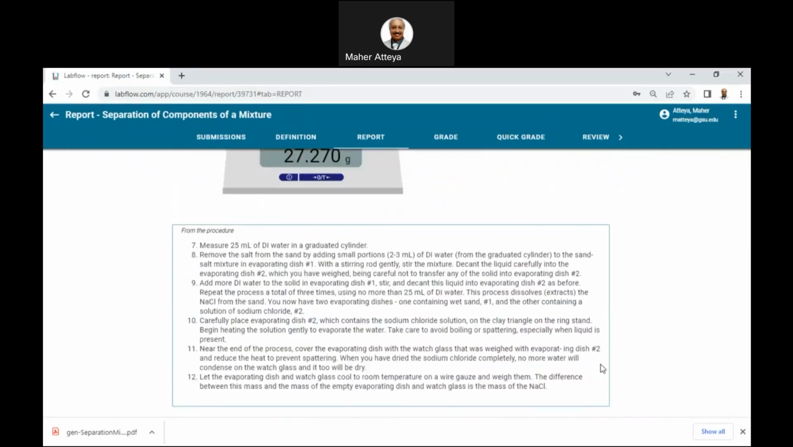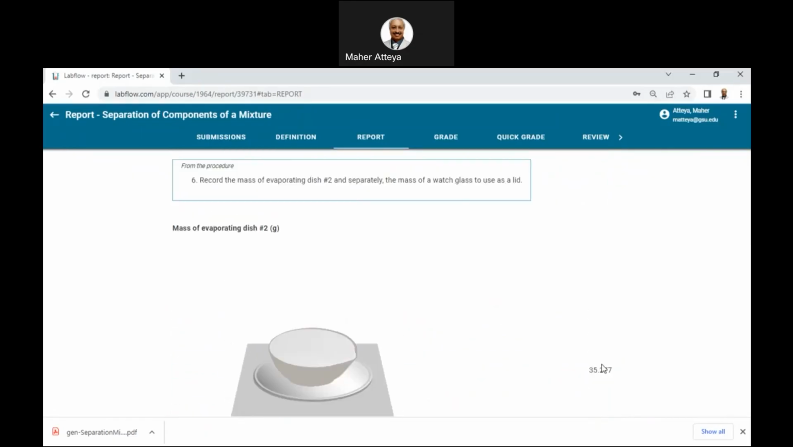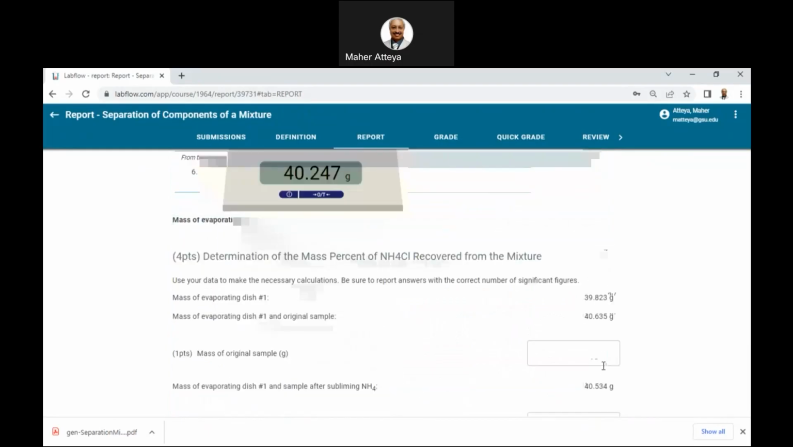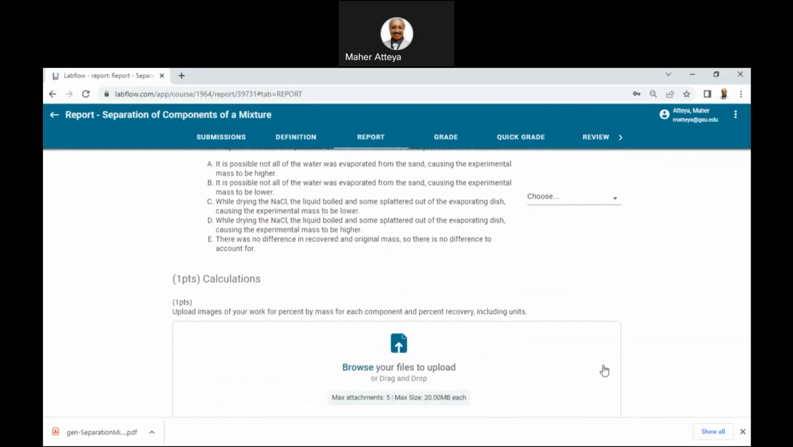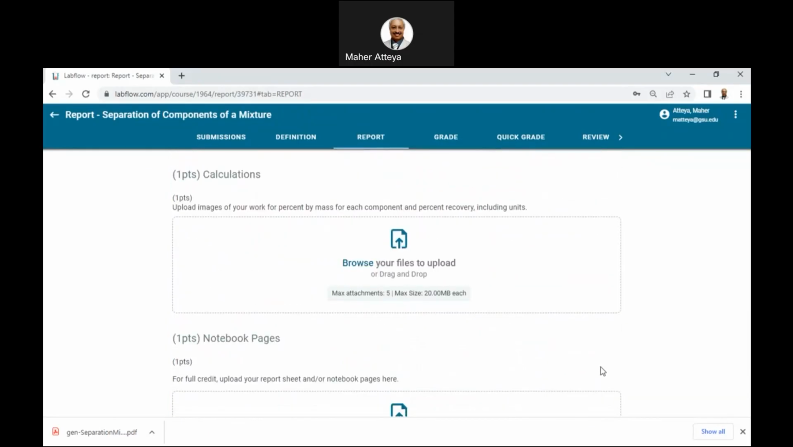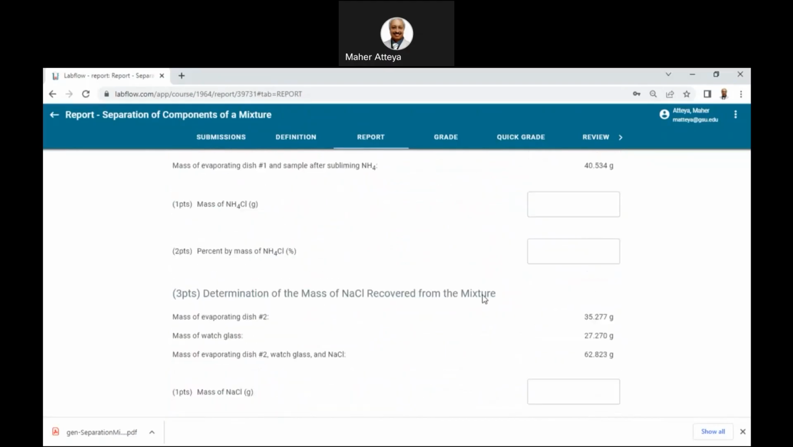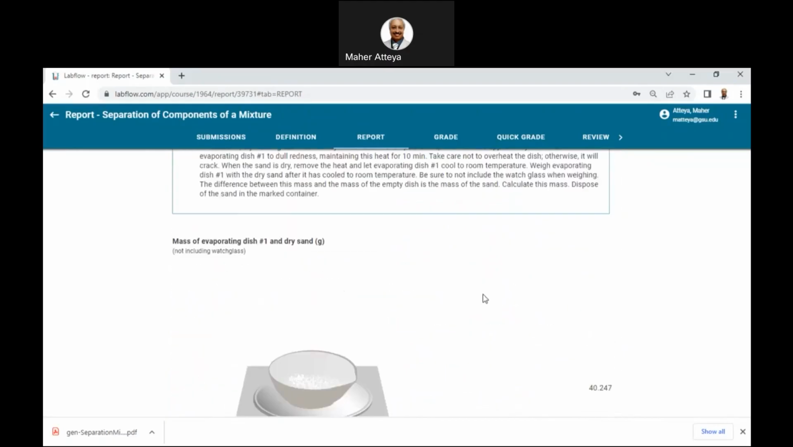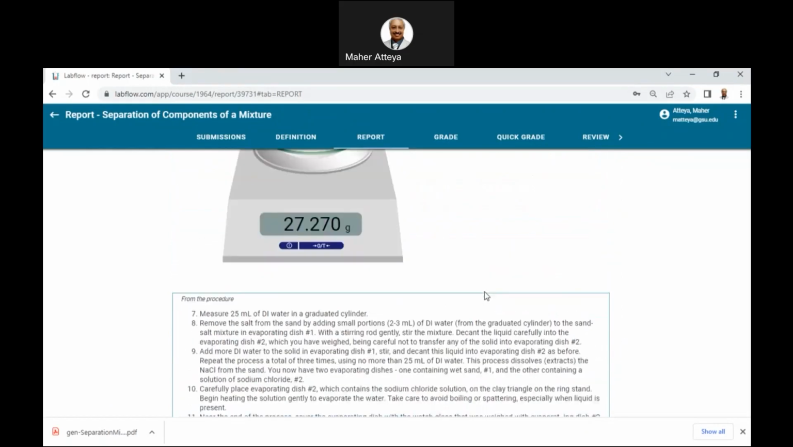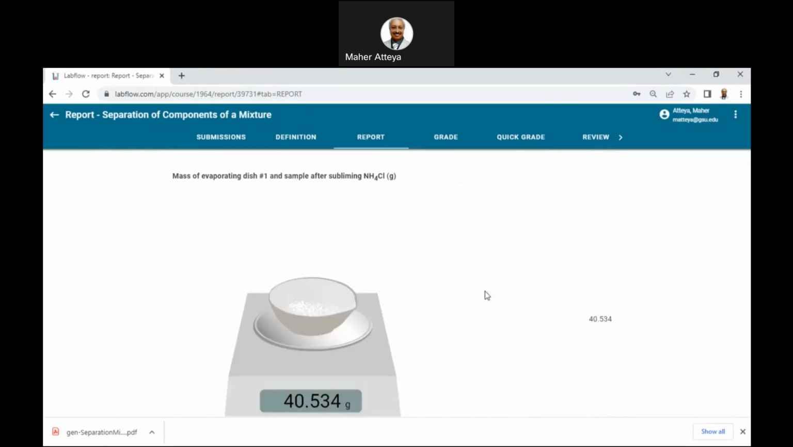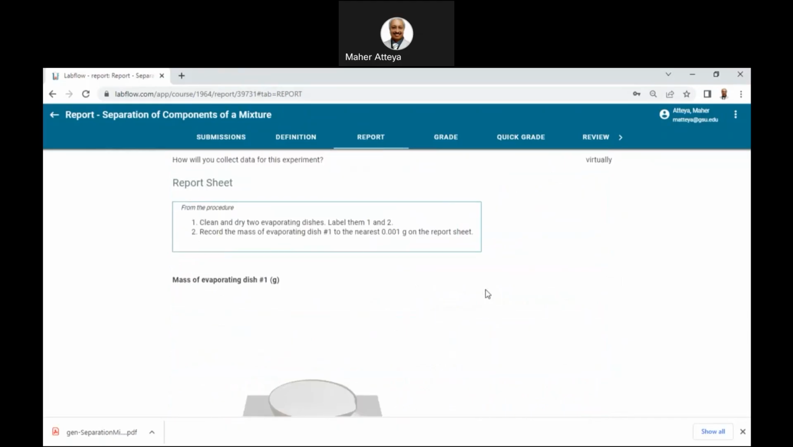Now I have all the reports here, and I have to calculate all of this here and enter the data. So let me enter the data here and upload the lab report. I'm not uploading the lab report now, but I will upload it later on. So now let's see here. First, let's enter all the data we have.